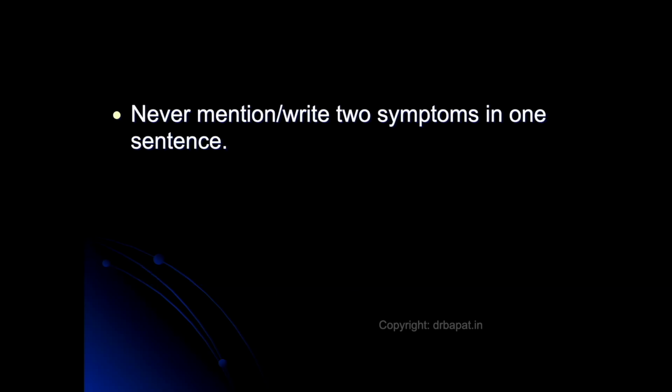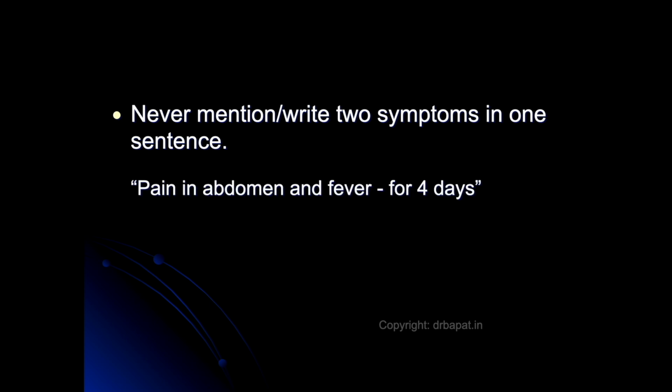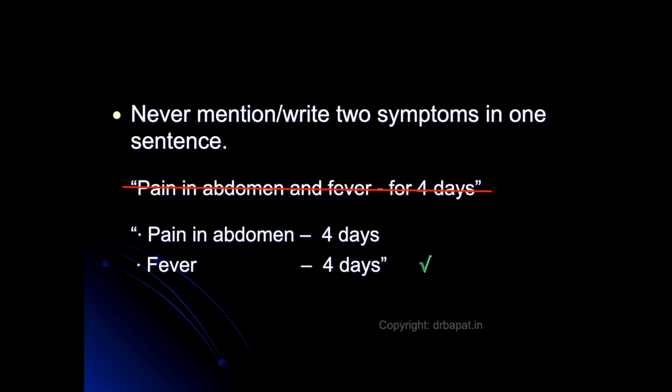Never mention or write two symptoms in one sentence. For example, avoid pain in abdomen and fever for 4 days. Instead, prefer pain in abdomen for 4 days, fever for 4 days. Okay?